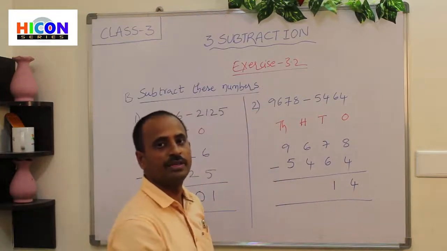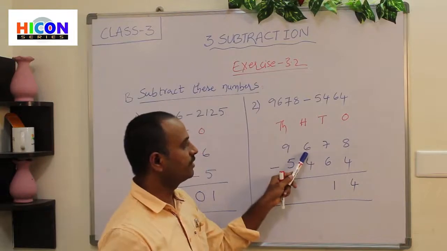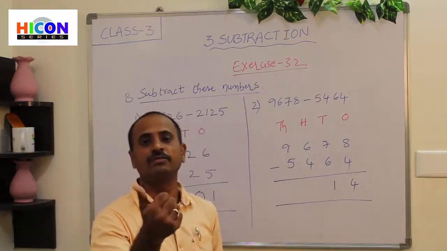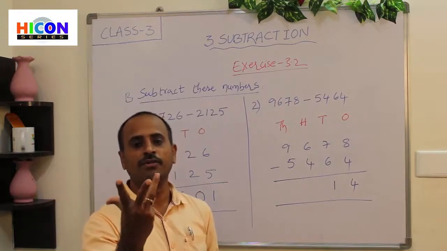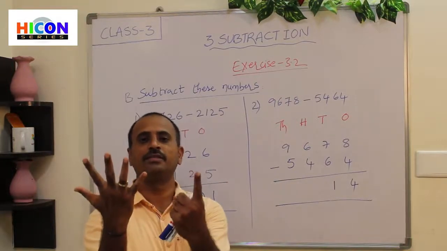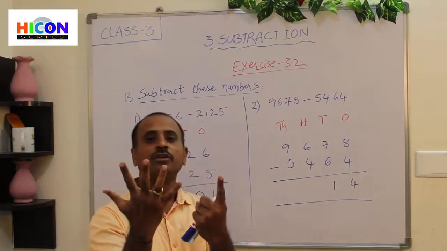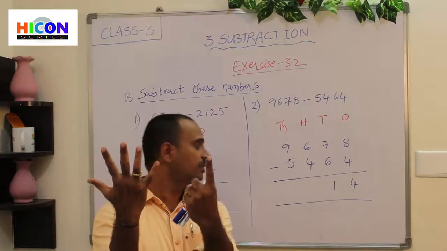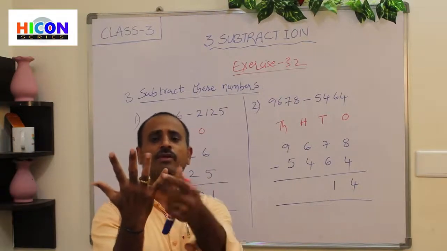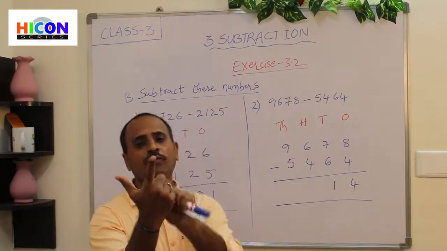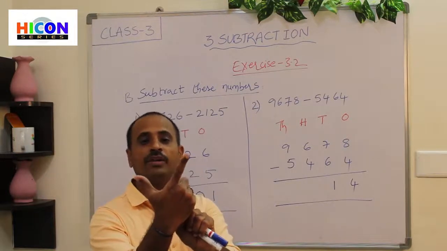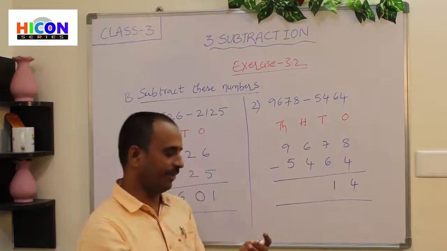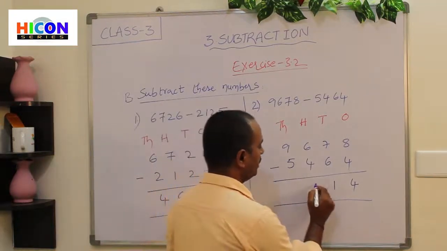Next go to hundreds place. In hundreds place, what is the first number? 6. So open 6 fingers of your hand. 1, 2, 3, 4, 5, 6. These are the 6 fingers. Now close 4 fingers among these 6 fingers. Children, close 4 fingers here. 1, 2, 3, 4. I have closed 4 fingers. How many fingers are remaining? 1, 2. There are 2 fingers remaining. So write 2 under hundreds place.